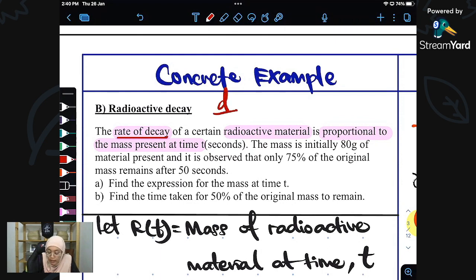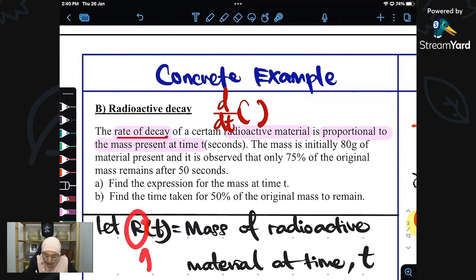is enough to tell us that this will be d over dt of what? Of a certain letter that you let them. So I choose the letter R, because I'm trying to calculate the rate of the decay of this radioactive material. So I choose the letter R. You can choose the letter D or M, whatever you want, but make sure you choose only one letter. Okay, so I use the letter R as the mass of the radioactive material.